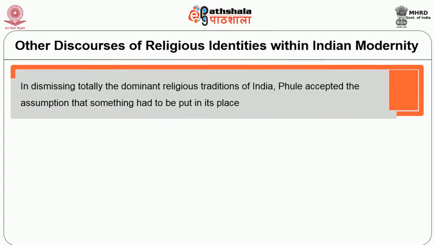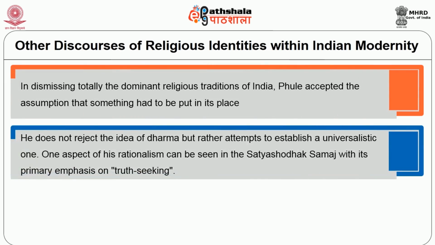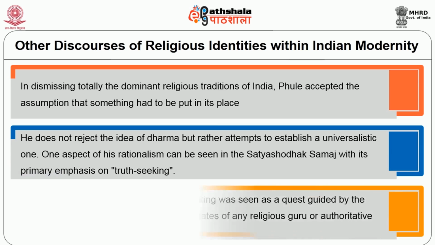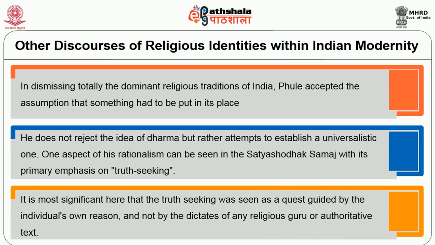In dismissing totally the dominant religious traditions of India, Phule accepted the assumption that something has to be put in its place. He does not reject the idea of dharma, but rather attempts to establish a universalistic one. One aspect of his rationalism can be seen in the Satyashodhak Samaj, with its primary emphasis on truth-seeking. It is most significant here that truth-seeking was seen as a quest guided by the individual's own reason and not by the dictates of any religious guru or authoritative text.